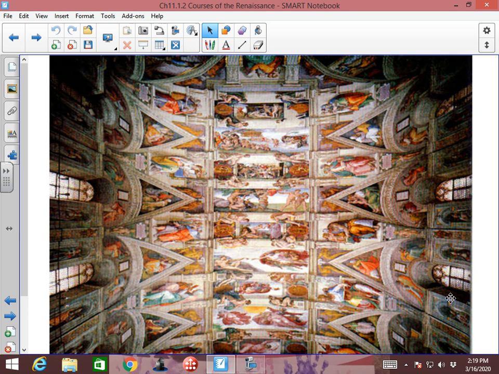What you're looking at right now is the ceiling of the Sistine Chapel, painted by Michelangelo Buonarroti. Some of the things we had talked about: here's God giving knowledge to Adam, and then the overall vastness of the ceiling.